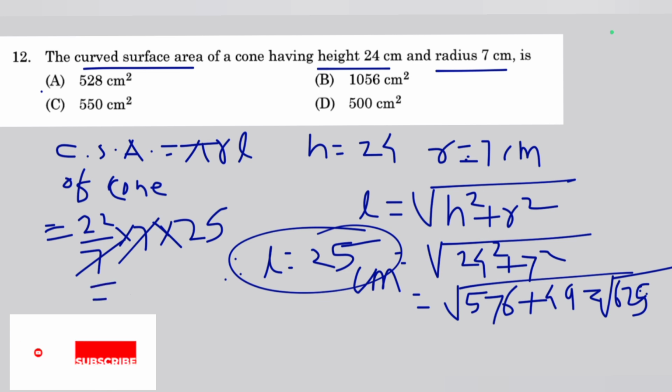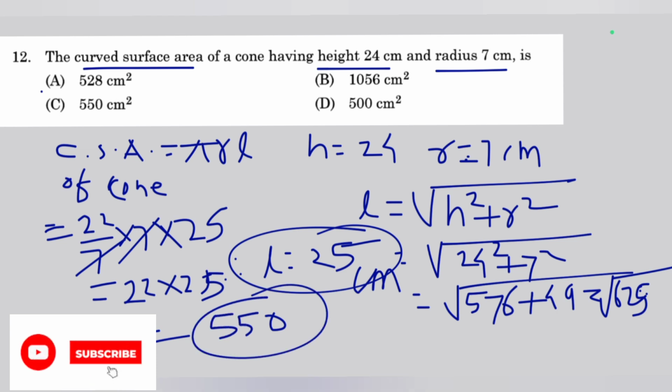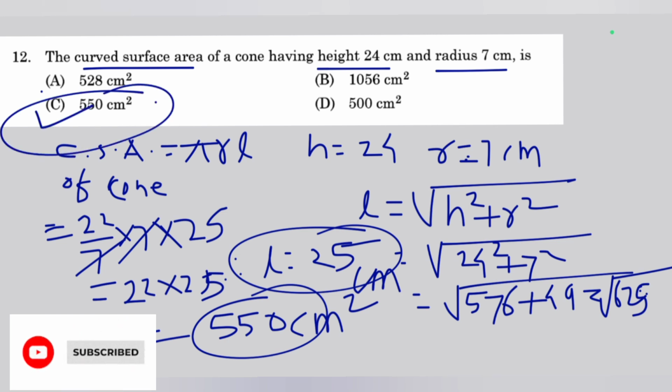So what is remaining here? 22 multiplied by 25. So I will just do the multiplication. So it is 55 remaining, again 50, 50 and 5, 550. So what is the answer? That is 550 square centimeter will be the curved surface area of the cone. So again the option number C will be the correct answer for me.